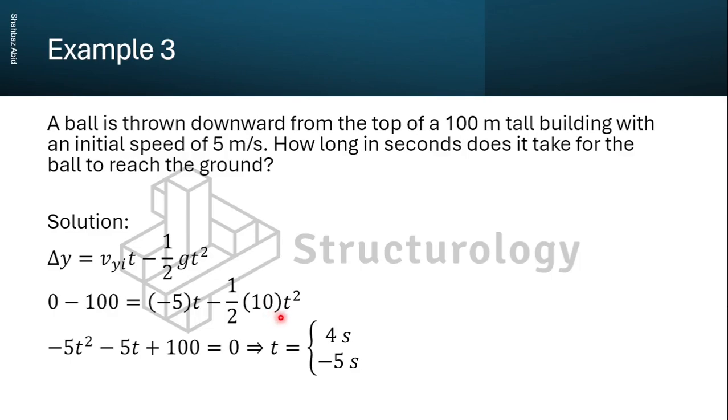We only have t as unknown, and again this will become a quadratic equation, and we can use the quadratic formula to give us two roots of time. One is going to be 4 seconds, the other is going to be -5 seconds, and time is always positive, so we are going to choose time equals 4 seconds.